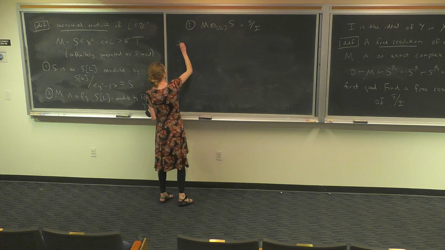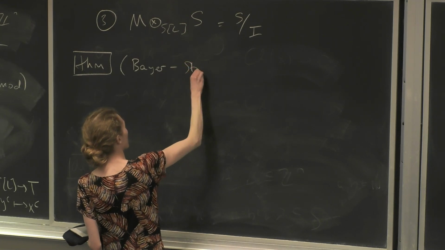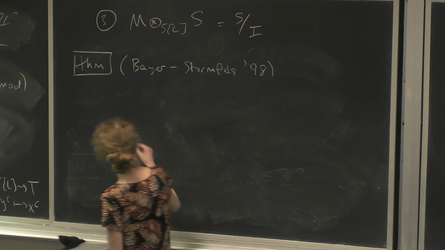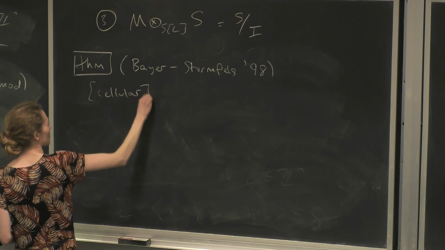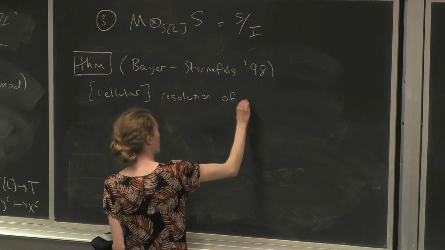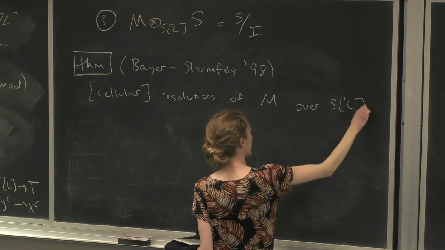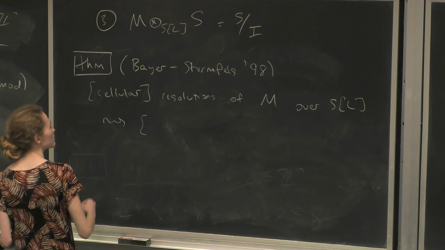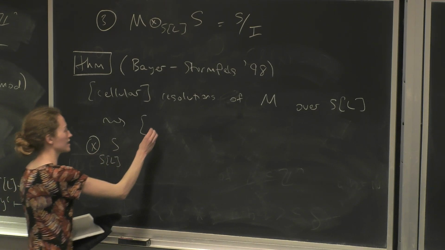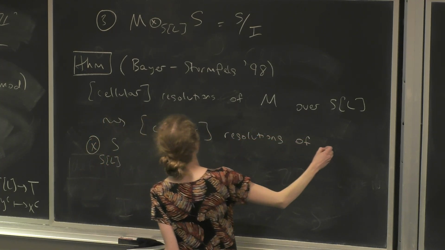And a paper by Bayer and Sturmfels from 1998 says that, and I'm going to put cellular here, we're going to see what a cellular resolution is in a little bit, that if you start with a cellular resolution of M over SL, and you tensor with S over SL, then you can get a cellular resolution of S mod I.